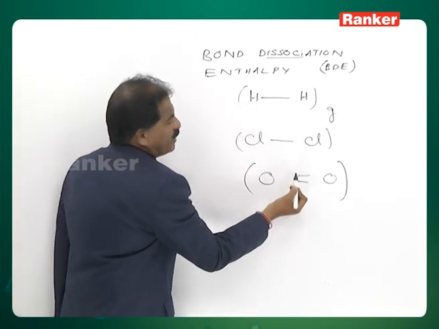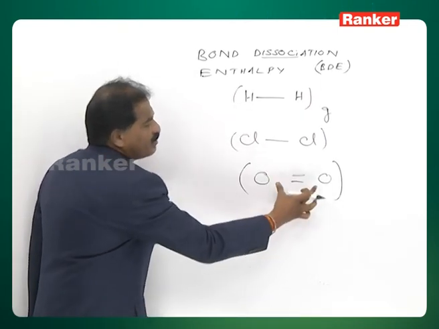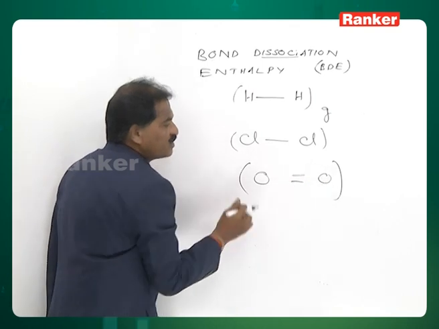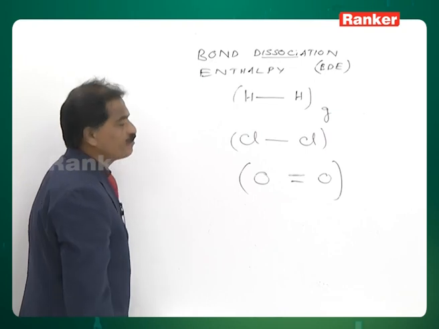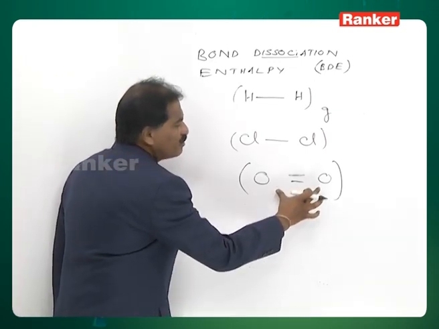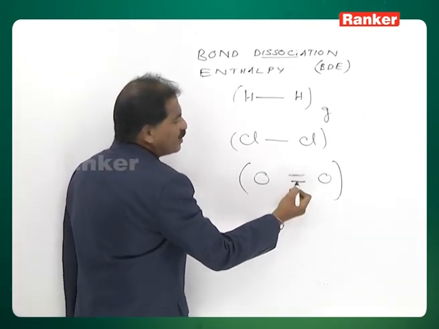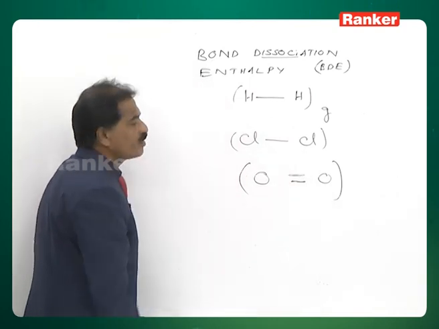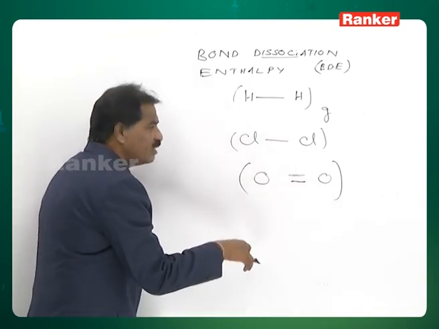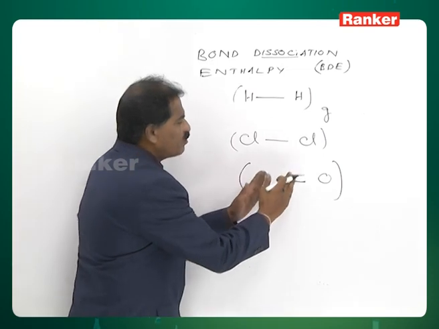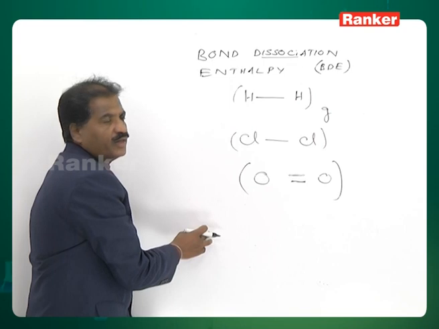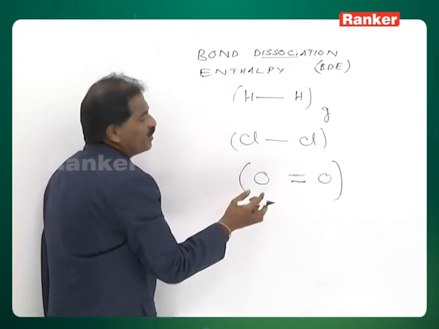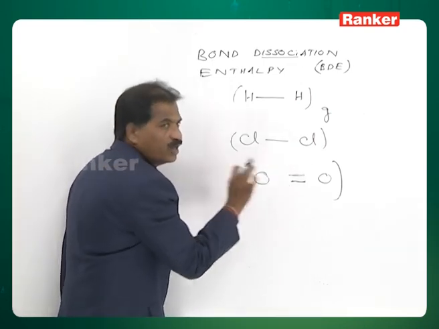But if you take the oxygen, it is a diatomic molecule, it is in the gaseous state, but between 2 atoms double bond is present, 2 bonds are present. Therefore, if you take 1 mole of the oxygen molecules, now we have to break 2 moles of the bonds. Therefore, energy required to break all bonds present in 1 mole of the oxygen molecules is not bond dissociation enthalpy. It is dissociation enthalpy of the molecules.